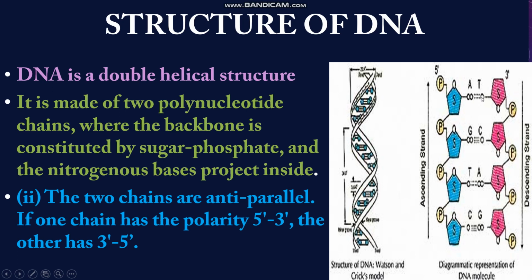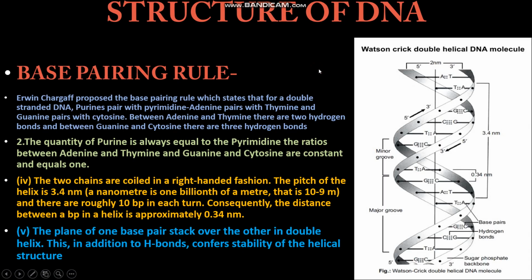Now the nitrogenous bases, as I already mentioned, form the core of the DNA helix. So the nitrogenous bases are the purines and the pyrimidines. According to the base pairing rule, purines always pair with pyrimidine. Adenine pairs with thymine. Guanine pairs with cytosine. In between adenine and thymine you can see two hydrogen bonds and in between guanine and cytosine there are 3 hydrogen bonds.